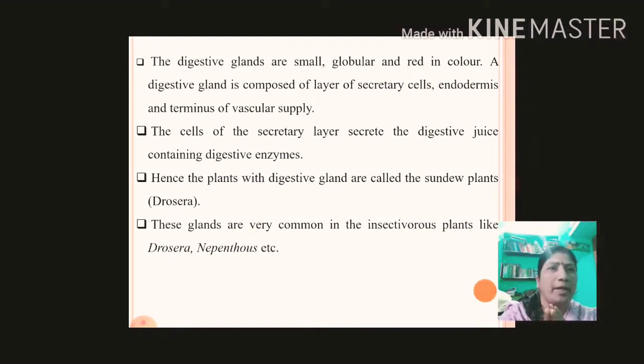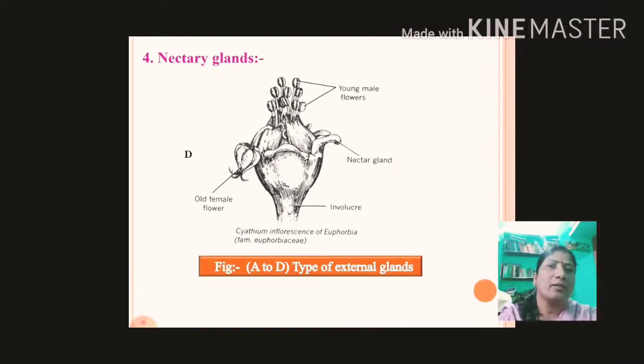The glands of the digestive plant are called sundew plants, the Drosera. Sundew is the plant name. These glands are very common in insectivorous plants like Drosera, Nepenthes, etc. There are a number of plants with digestive glands.